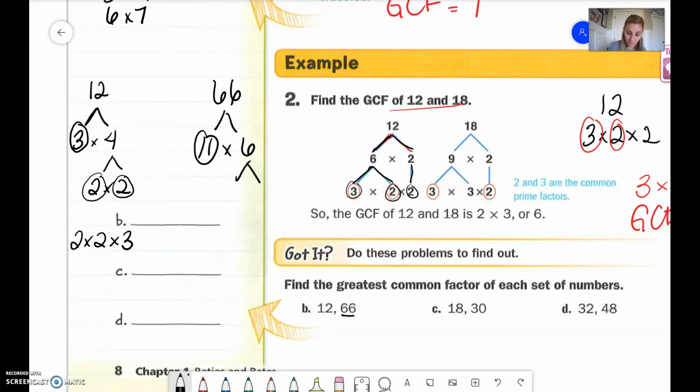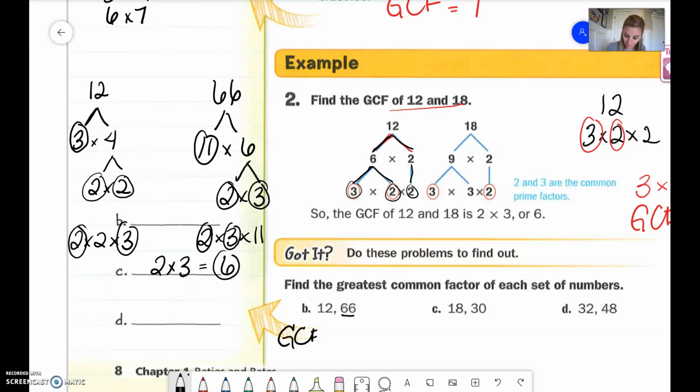Now I'm going to break down the 6 into 2 times 3. 2 I know is prime, so I cannot break that down any farther. And 3 I know is prime, so I cannot break that down any farther either. So now I'm going to list this out: 2 times 3 times 11. Let's circle the ones they have in common. They have a 2, yep, and they have a 3. So 2 times 3, I'm just going to take a 2 and a 3, which gives me 6. So the greatest common factor of 12 and 66 is 6.